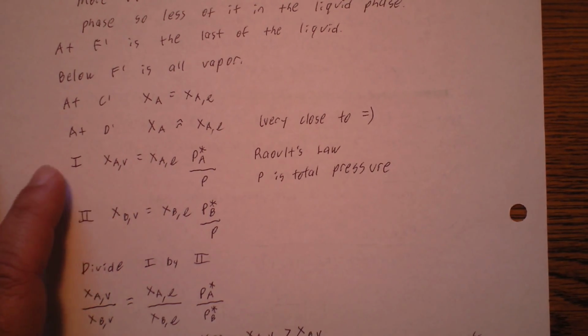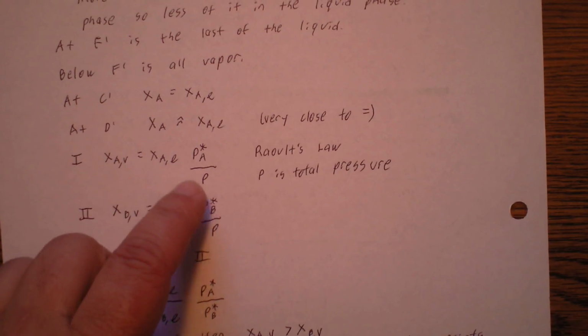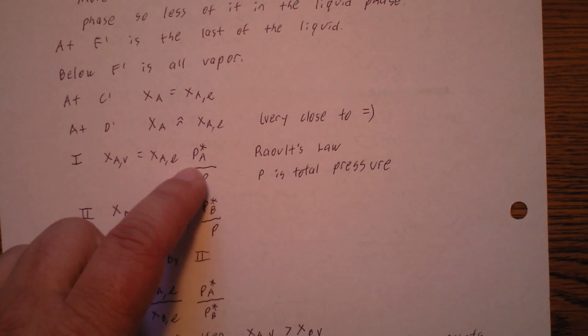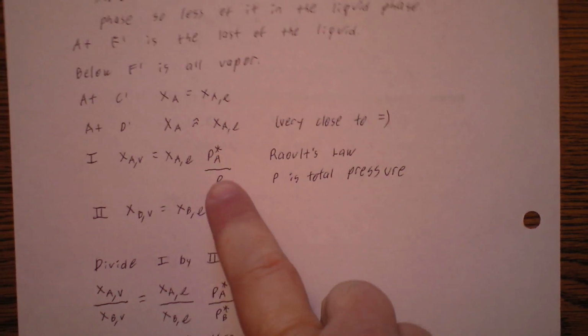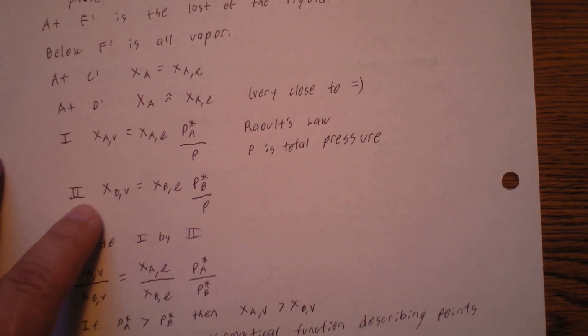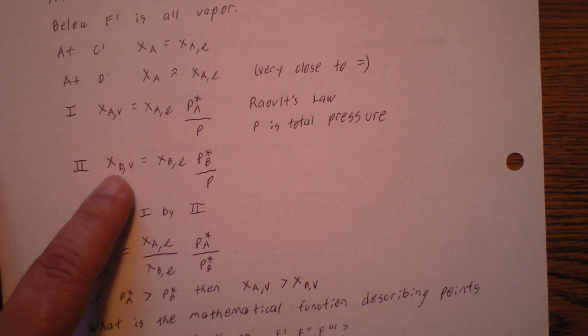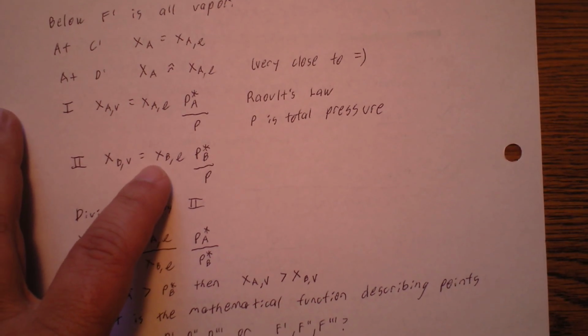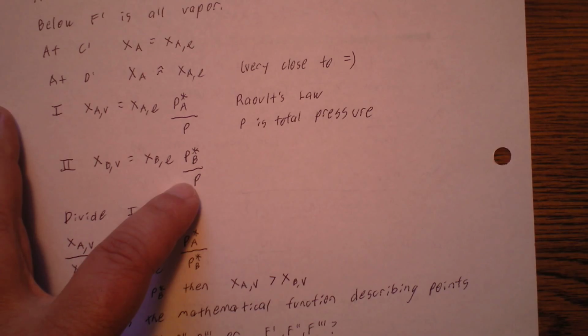Now let's say we have the mole fraction of A in the vapor phase is equal to the mole fraction of A in the liquid phase times the pressure of A in the pure state divided by the total pressure. That's Raoult's law. And remember, just P is total pressure for all substances. And then 2, we have the mole fraction of B in the vapor phase, and that's equal to the mole fraction of B in the liquid phase times the pressure of pure B divided by the total pressure.